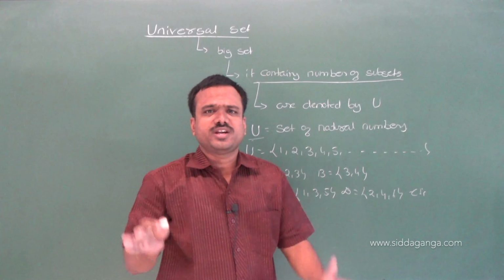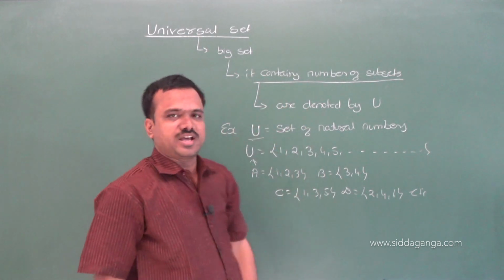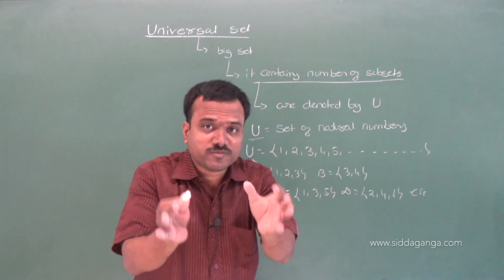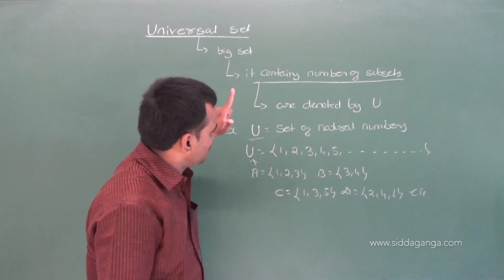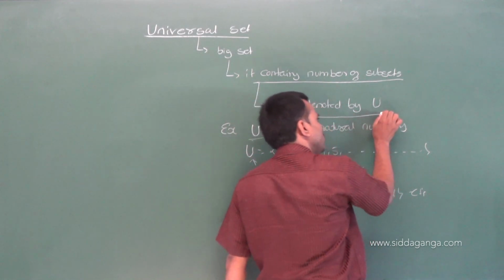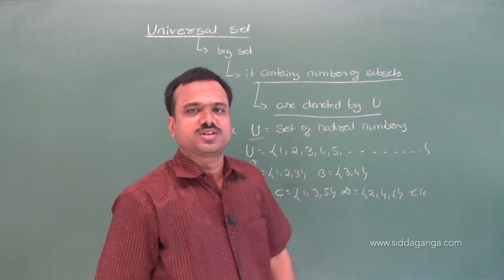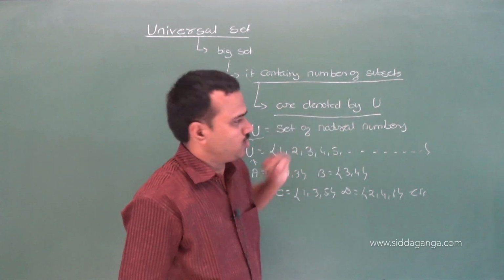So the concept is very important. Universal set means it is a big set. It contains the number of subsets. And one more, universal sets are always denoted by U. Is it clear? Okay.